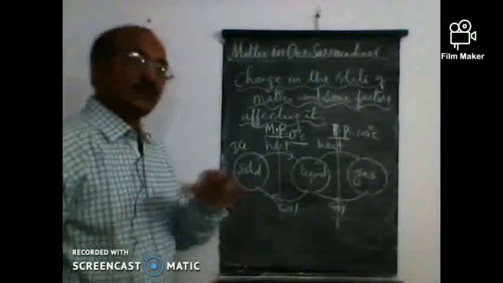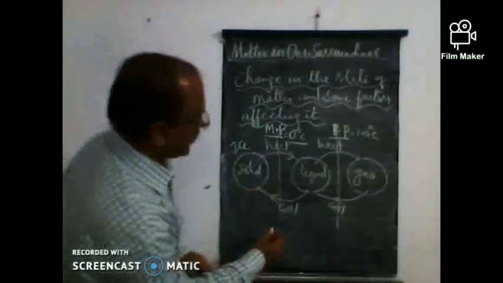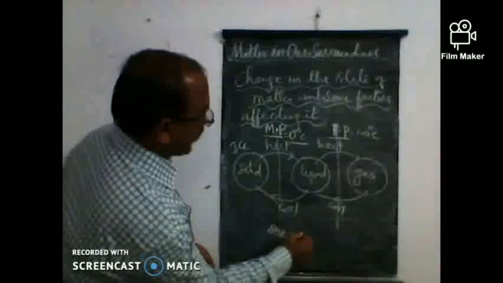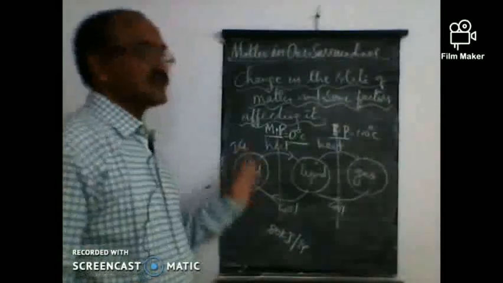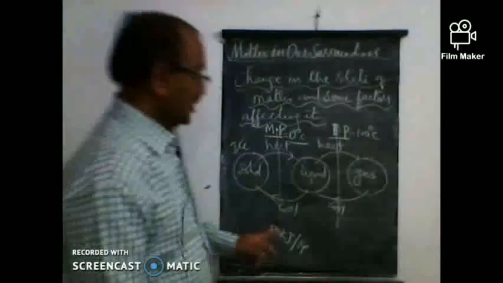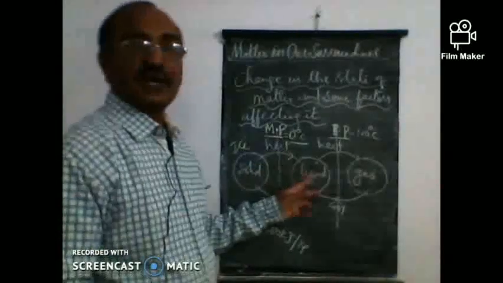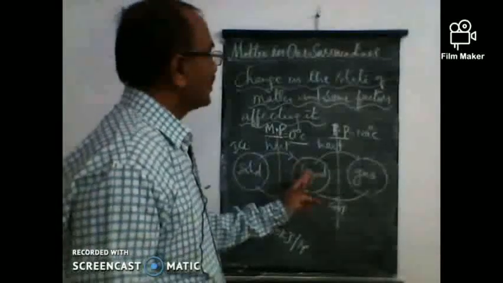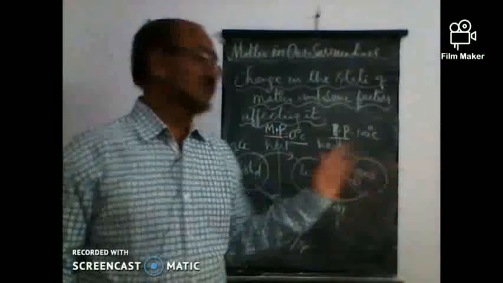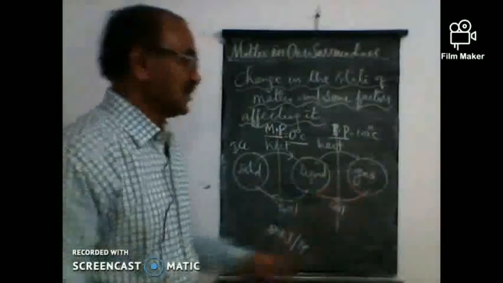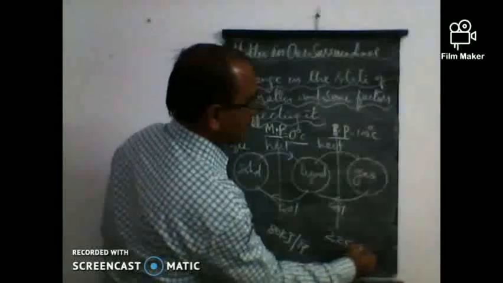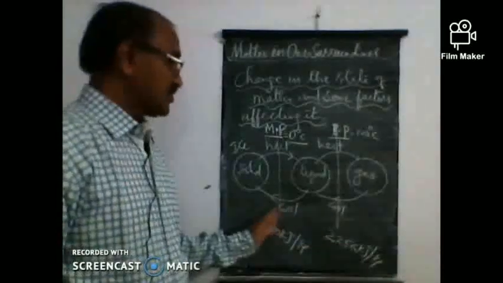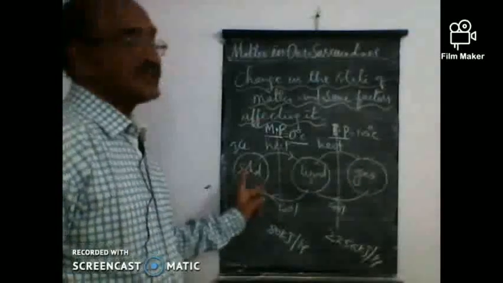And something more, children: for water, the latent heat of fusion is nearly 80 kilojoules per kg. If you have 1 kg of ice, it requires 80 kilojoules of heat energy to change from solid ice to water. And the next, if it is changing from liquid to gas, then the amount of heat required to change liquid water to steam is nearly 2260 or 2256 kilojoules per kg. Children, don't you see a lot of difference here? Much more energy is required to change a liquid to gas than to change solid to liquid.